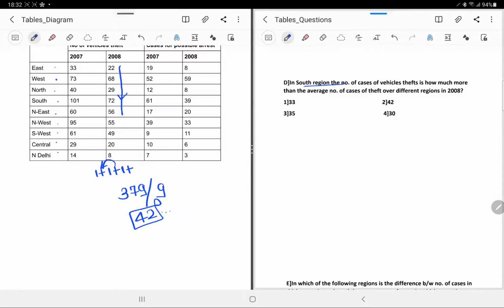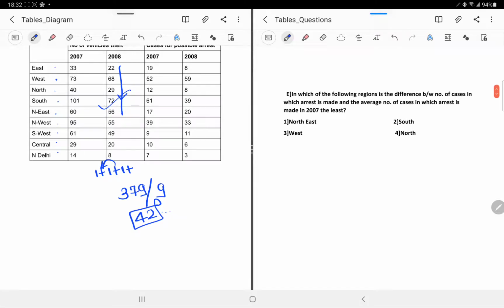And in South region, the number of the cases were 72. So how much greater is it? 30. So the answer to that would be approximately 30. We need not solve entirely. We'll solve as per the subparts, or as per the requirement of the subparts.